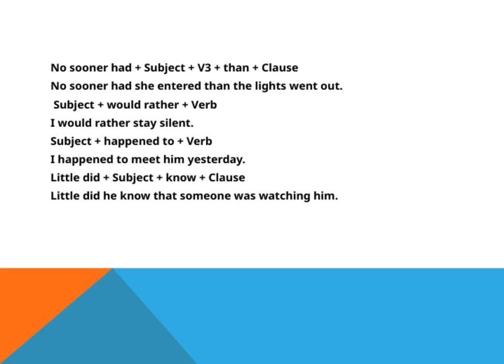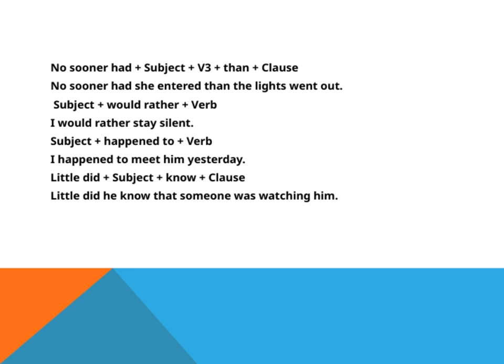Let's take a closer look at some useful sentence structures that can help us express timing and contrast more effectively. First, we have no sooner had plus subject plus V3 plus than plus clause. This structure is used to describe two actions that happen very close together in time. For example, no sooner had she entered than the lights went out. It emphasizes how quickly one event follows another.